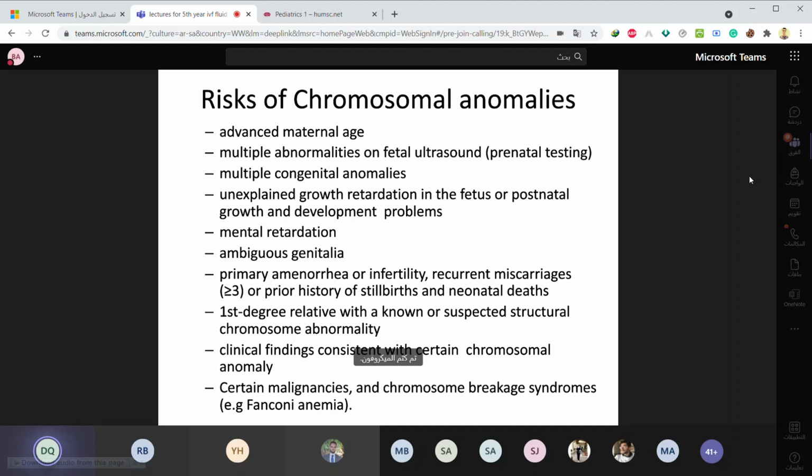Indications for chromosomal analysis: advanced maternal age, multiple abnormalities on fetal ultrasound, multiple congenital anomalies, unexplained growth retardation, mental retardation, ambiguous genitalia, primary amenorrhea or infertility, recurrent miscarriage (more than 3), prior history of stillbirth and neonatal deaths, first degree relative with a known or suspected structural chromosomal abnormality, clinical findings consistent with certain chromosomal anomalies, certain malignancies, and chromosomal breakage syndromes like Fanconi syndrome.